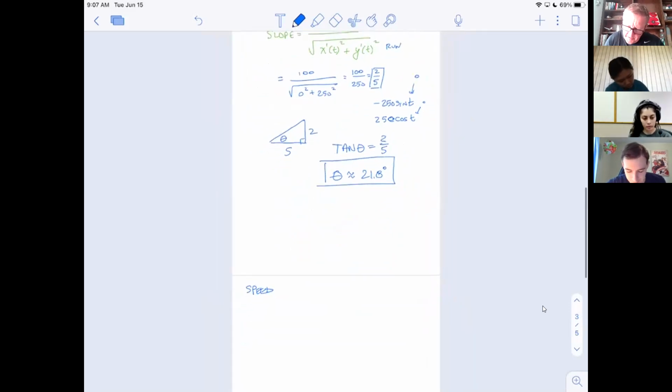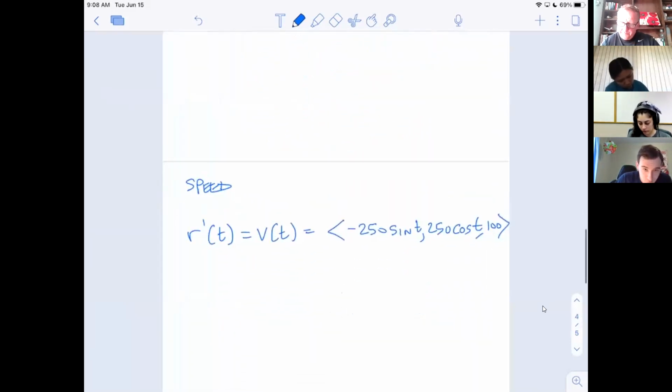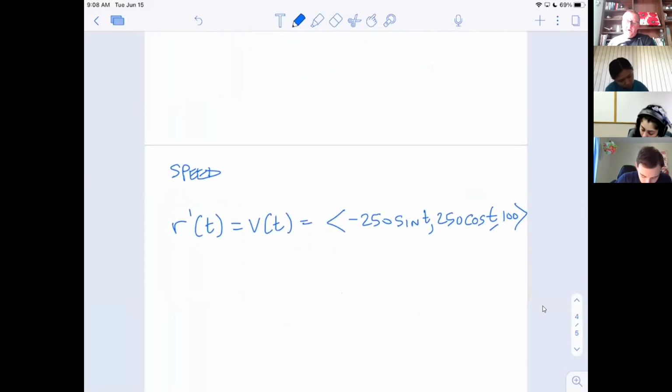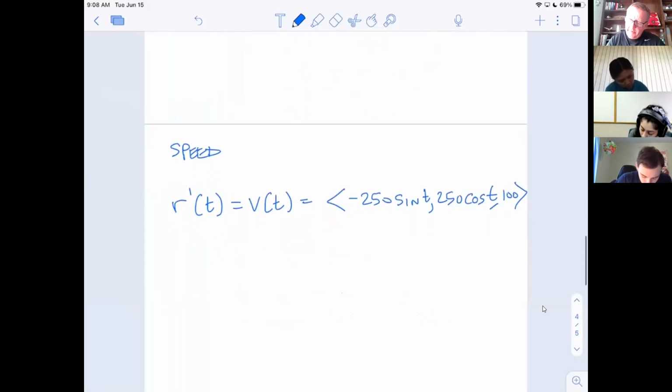is first found by taking the derivative of the position. So that gives us the velocity vector. So we said the derivative of 250 cosine was negative 250 sine. The derivative of 250 sine was 250 cosine. And the derivative of 100t is 100. So there's our velocity vector. We say, okay, that's pretty easy.